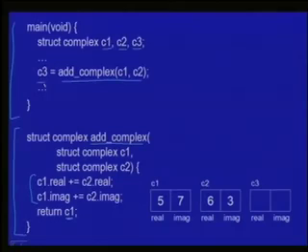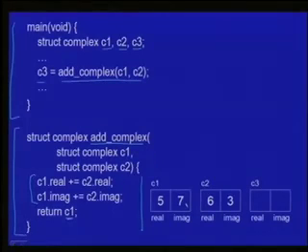So let's assume that just when the function add complex is called, this is what the three variables C1, C2, C3 of the main function look like. C1 has a real part and imaginary part, and similarly C2, C3. And let's say C1 is 5 plus 7i and C2 is 6 plus 3i, and C3 is uninitialized.